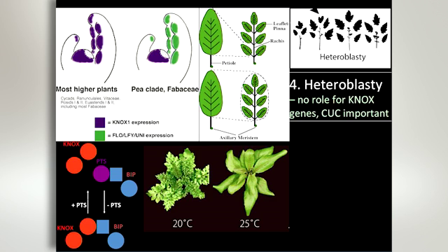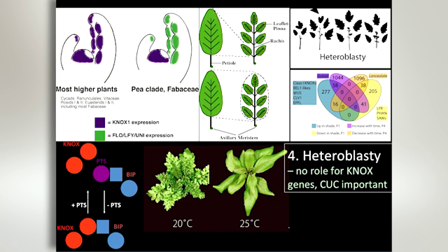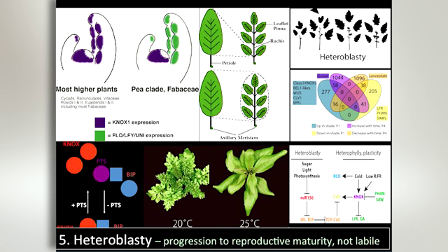I showed you that in heteroblasty there does not seem to be a role for the Knox genes, but the CUC genes are important in this process. And again, that when we start to look at the intersection between these two programs of heteroblasty and heterophily, really everything seems to come down to CUC, which then I tend to think of as a hierarchically downstream factor.